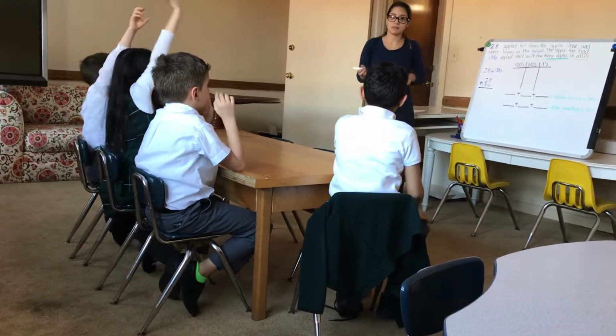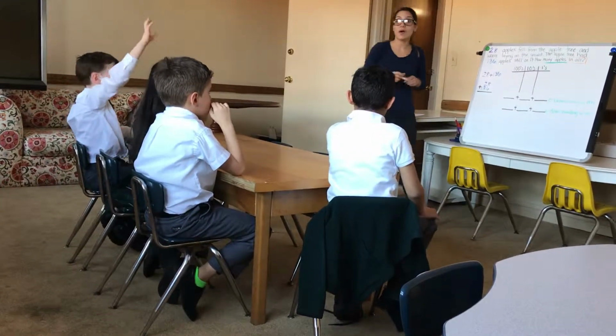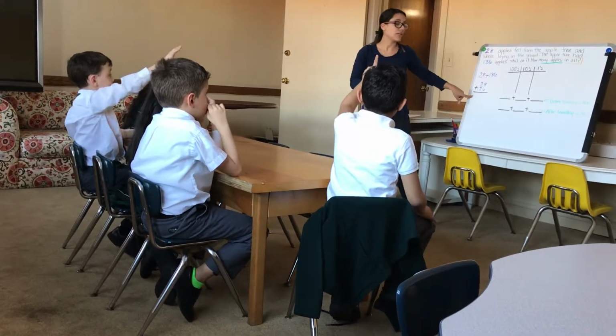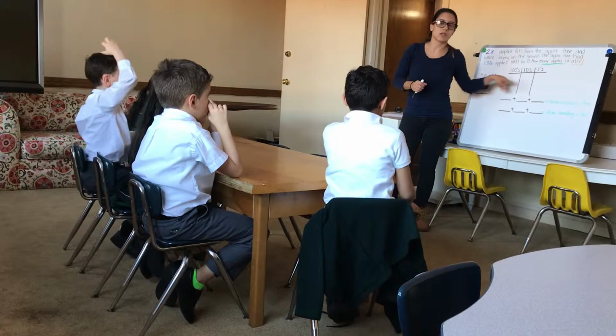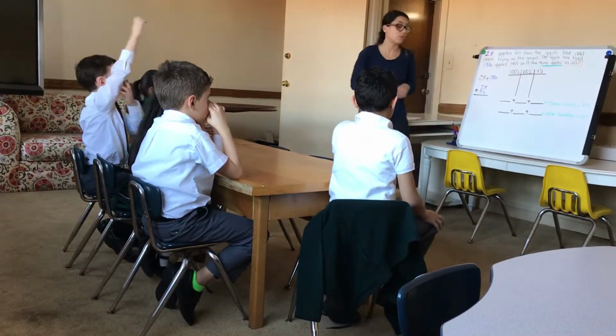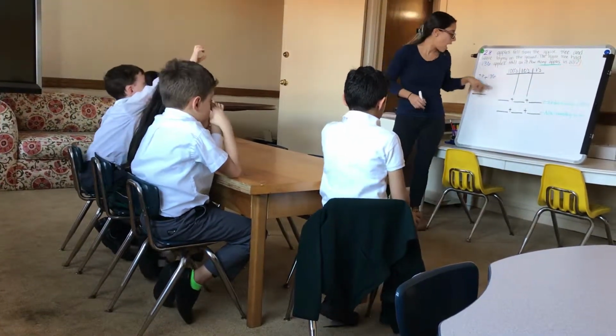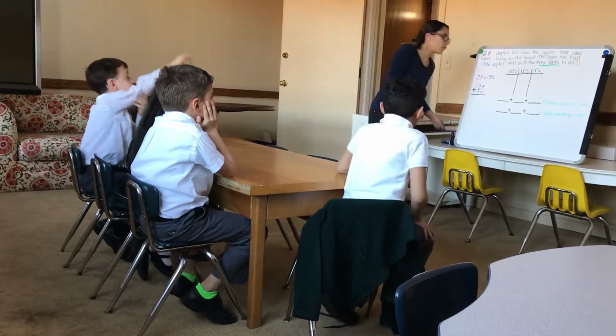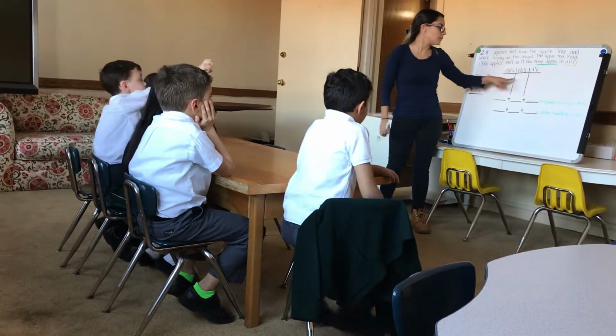How much is that? 14. That is 14. But we're gonna be using this chip model. So what we're gonna do is first, we're gonna show these numbers here on the chip model. So the first number is 28. So we have the ones place, the tens place, and the hundreds place.